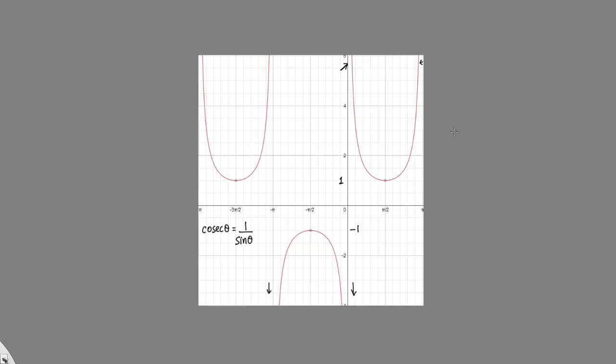This is the fundamental graph, and you tile the entire plane with this period everywhere. So this is the graph of cosecant theta.